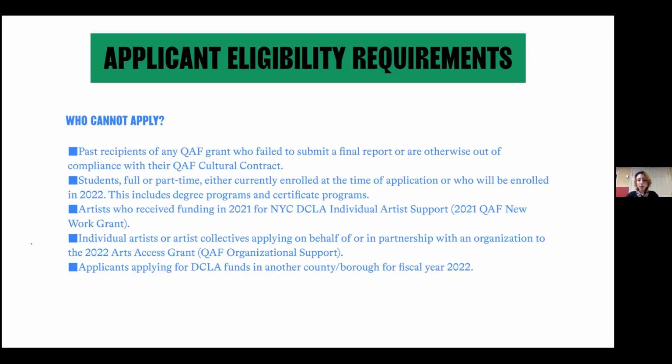And so, for example, if you have a studio lease in Queens, but you have an address in Brooklyn, if you've already applied for a Brooklyn Arts Fund grant, you're not eligible to apply to this grant. And that's regardless if you receive funding for the grant. You cannot apply to both.